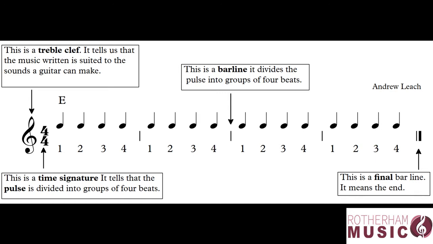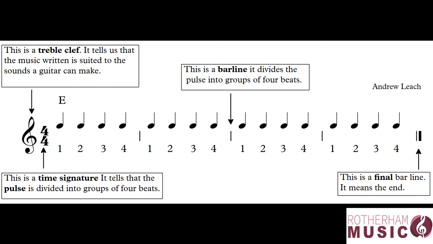Let's have a look first of all at how the music's going to be written down. You can see an example of it on the screen above. If you look at the left hand side, there's a curly sign that's called a treble clef. This just tells us that the music is suitable for a guitar to play. Next to it we've got two numbers, 4/4. It looks like a fraction.